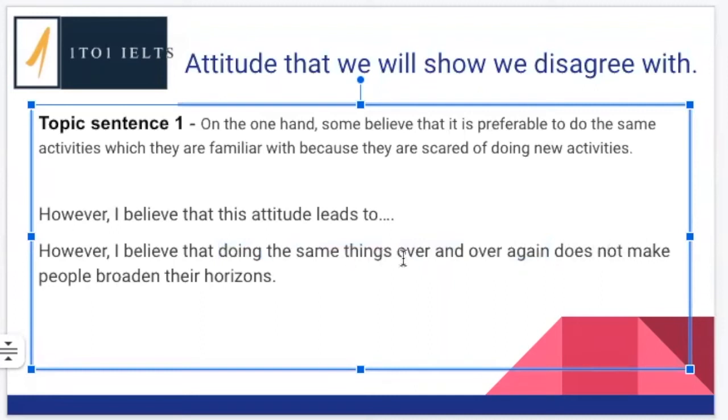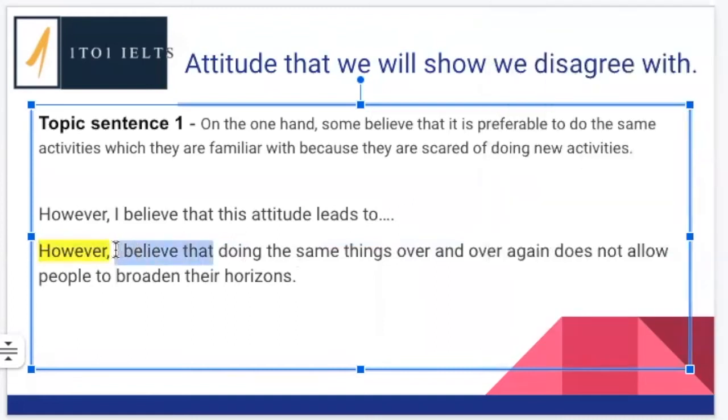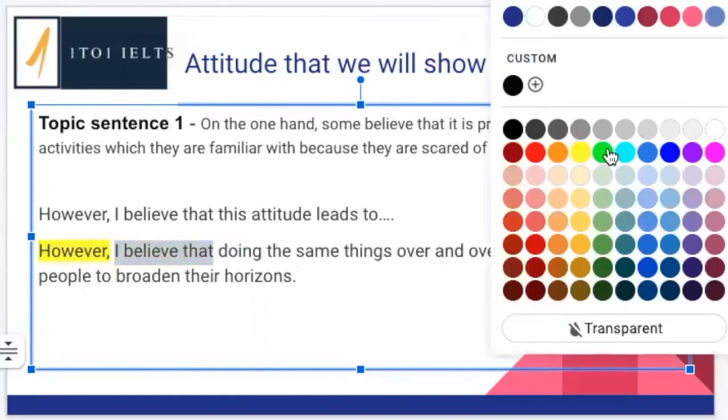But I believe that doing things over and over again does not make people broaden their horizon. So it's not so much it doesn't make them broaden. I would say maybe the better vocabulary here is does not allow people to. So I believe that doing the same things over and over again does not allow people to broaden their horizons. Okay. So it's clear that we're showing contrast. So this is good. It's clear that it's our opinion. This is super important.